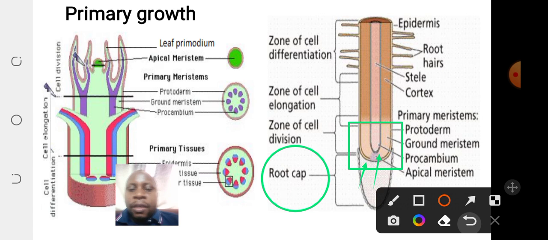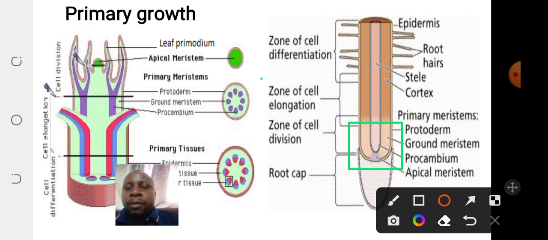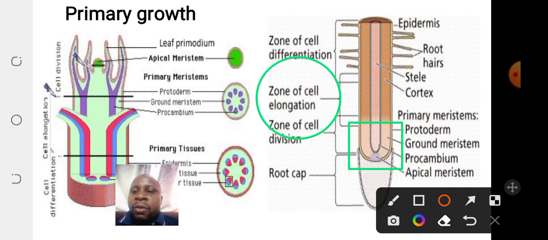Let us now talk about the zone of cell elongation. As in the stem, also at the zone of cell elongation, usually the cells which are formed at the zone of cell division elongate to their maximum size by forming vacuoles and lengthening of their walls. Therefore, we can say at that particular point, the cells start to form vacuoles.